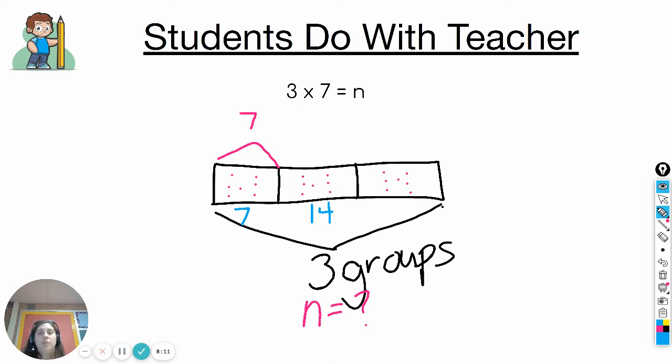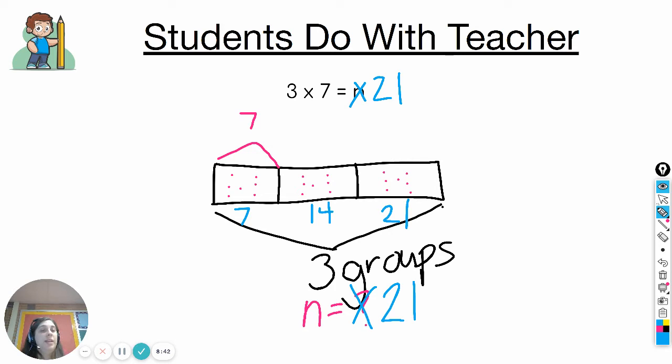Okay, my virtual students, go ahead and hold up what you have so far, just so I can see how far you got. Okay, so we ended at 14. So next we counted 15, 16, 17, 18, 19, 20, 21. So you should have figured out that n equals 21, which means 3 times 7 equals 21.